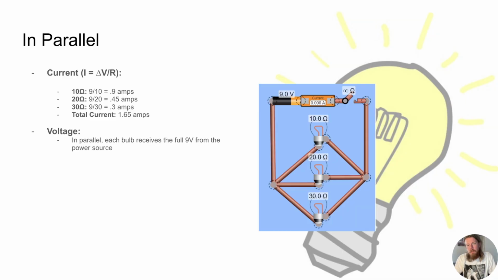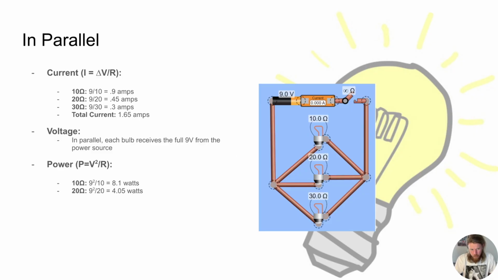For the voltage, as we discussed, in parallel, each bulb receives the full 9 volts from the power source. So 9 volts here, 9 volts there, and 9 volts there. And then to calculate the power, we can use power equals volts squared divided by resistance. For the 10 ohm, we have 9 squared divided by 10 equals 8.1 watts.